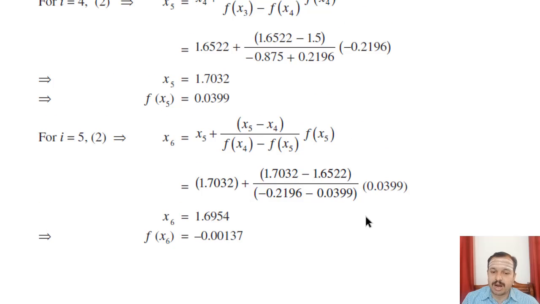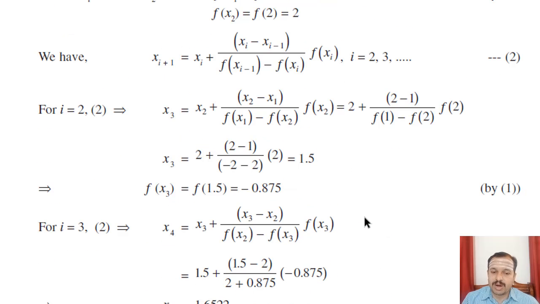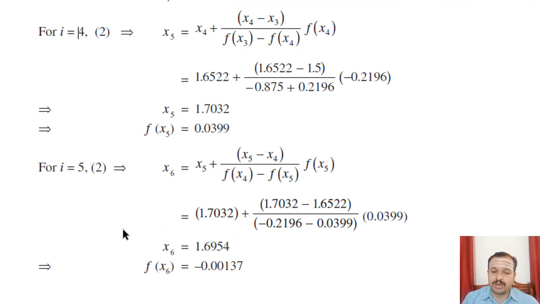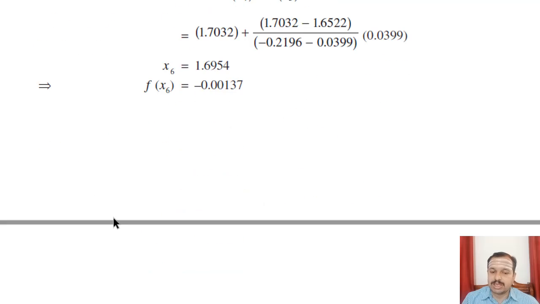So you please observe the two values which we obtained in the previous iteration and this iteration. How many iterations have we done? This is the first one, i equal to 2, i equal to 3 the second iteration, i equal to 4 the third one, i equal to 5 the fourth one, and i equal to 6 the fifth one.